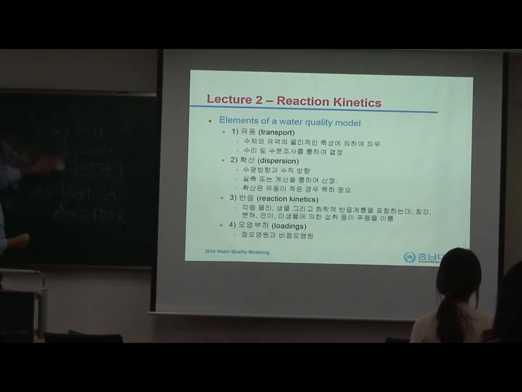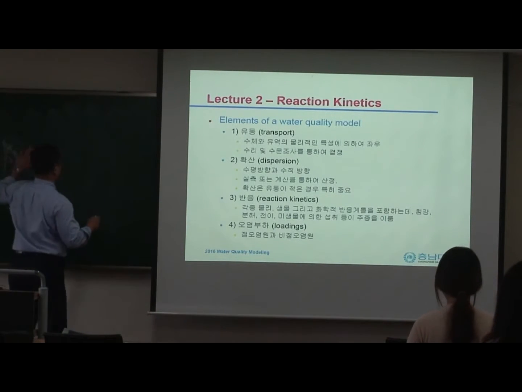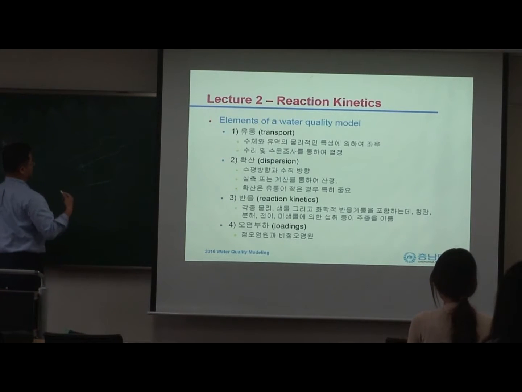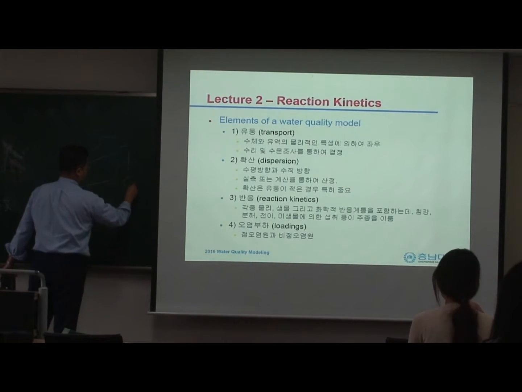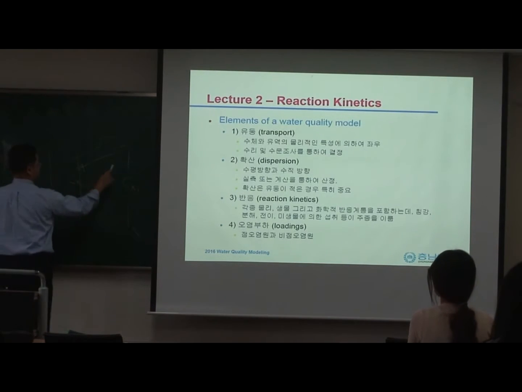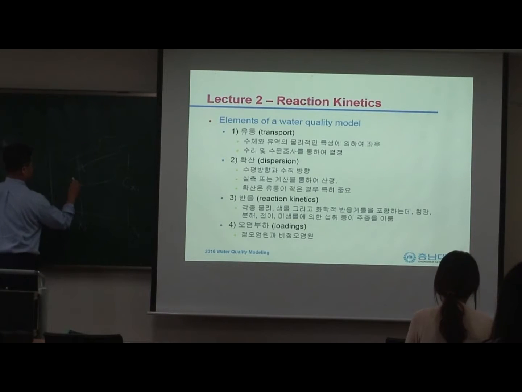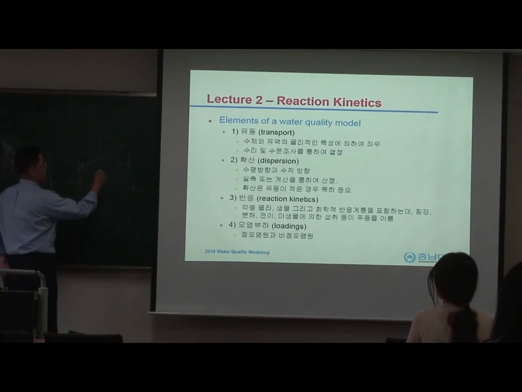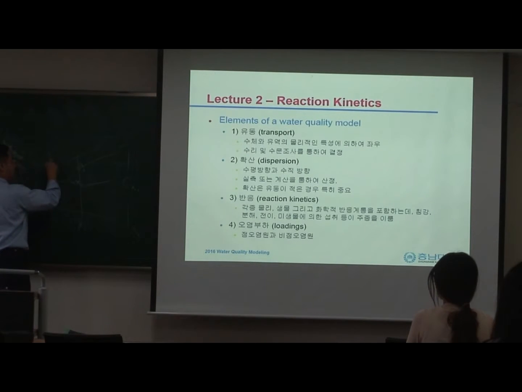Explain like this. You have a river, okay? And your water is flowing. And you have, let's say, point x1. And let's say this is x2. So you have two different concentrations. Let's say CX2 is like this, and CX1. So we now know my concentration changed from here to there, right?